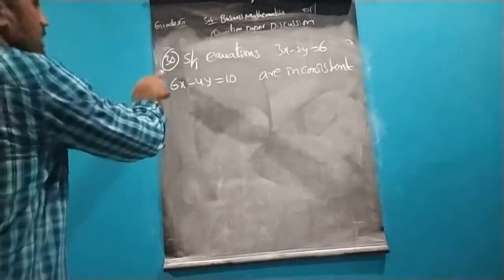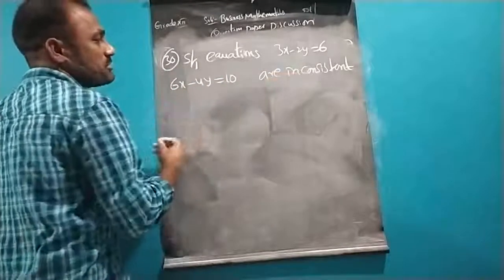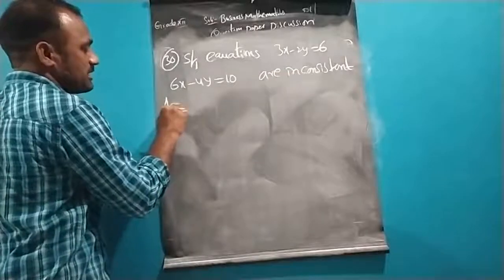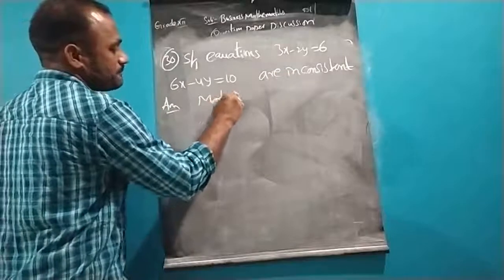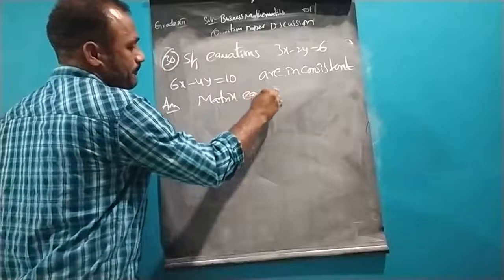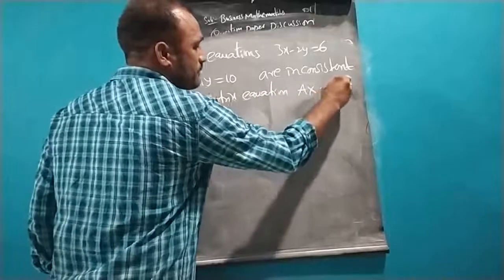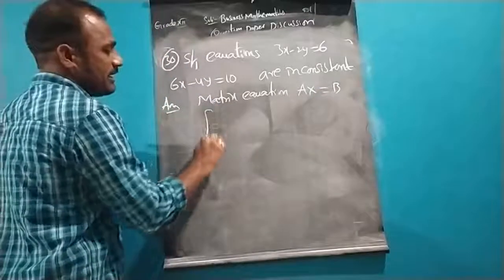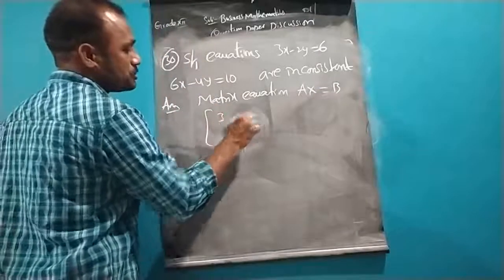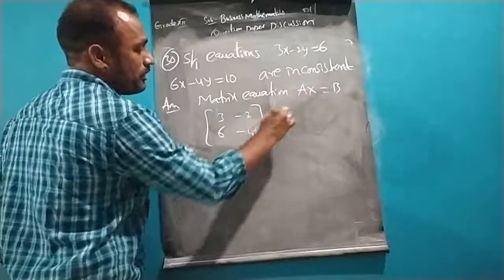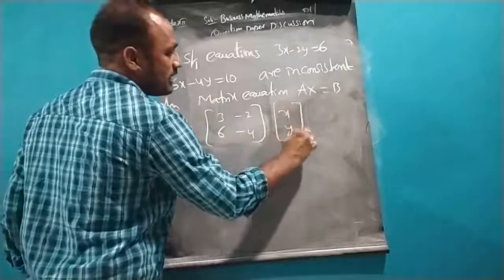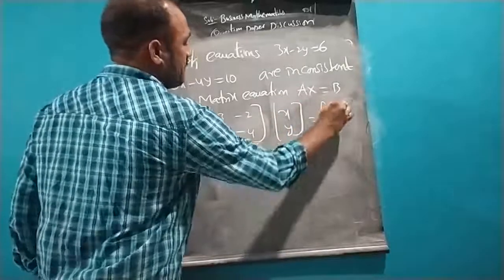Now let us see this 38th question. We need to show that these two equations are inconsistent. So let us write the matrix equation form here. AX = B. The matrix A will be [3, -2; 6, -4]. Variable matrix, two variables are there, x, y. So the constant matrix is 6.